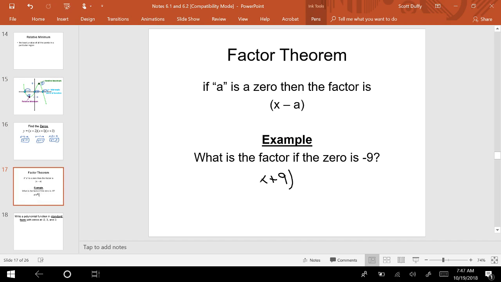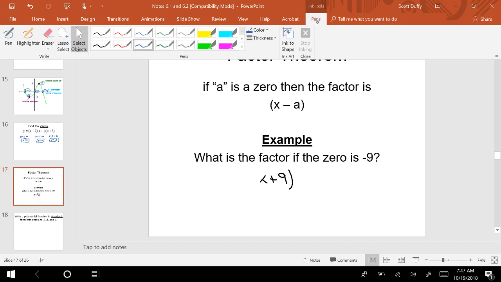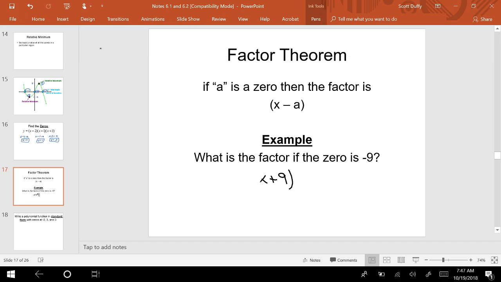If a is a zero, then the factor is x minus a. So what is the factor if the zero is -9? Well, it's basically x minus a, which is x minus -9, which turns into x plus 9.